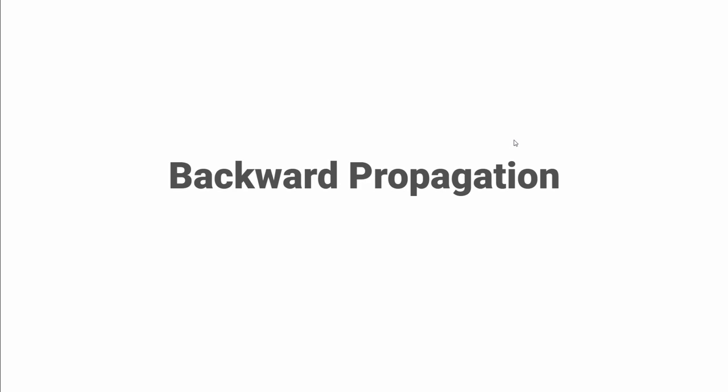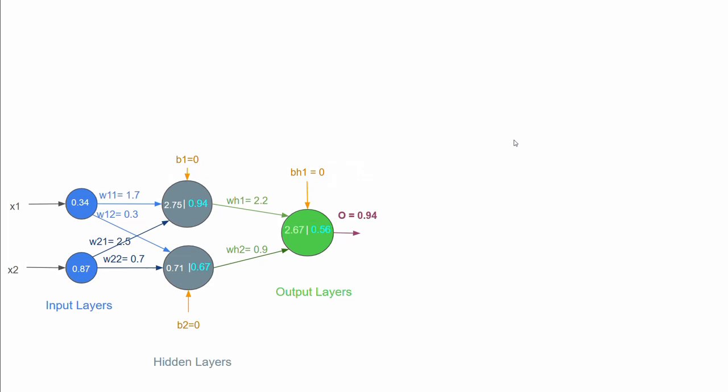Today let's discuss backward propagation. In my previous video I uploaded what is forward propagation. So here, suppose this is my neural network, and this is the structure of the network for forward propagation.